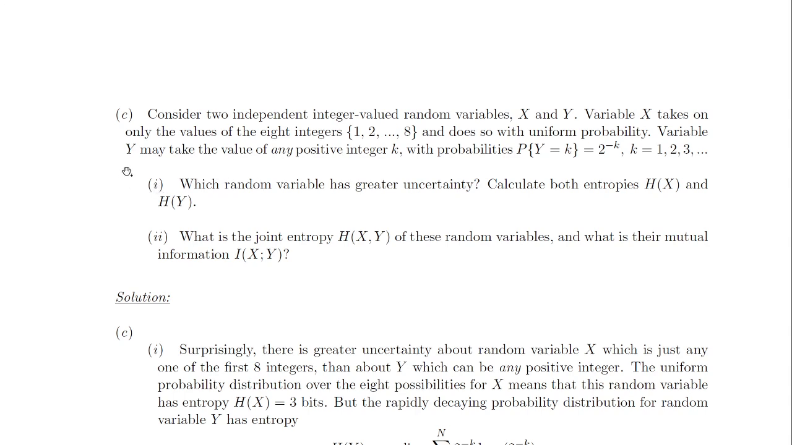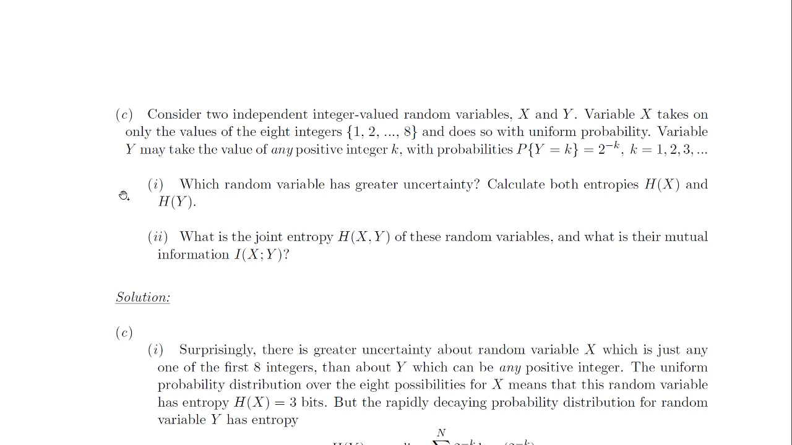However, random variable y can be any positive integer k going out to infinity, but with probabilities that follow this attenuating exponential probability distribution, namely 2 to the minus k, or 1/2 to the kth power, is the likelihood of integer k being selected. So x is just one of 8 possibilities, and y has an infinitude of possibilities. Which one has greater entropy? Which one is a question with more uncertainty for you? Calculate both of these entropies and then their joint entropy and the mutual information.